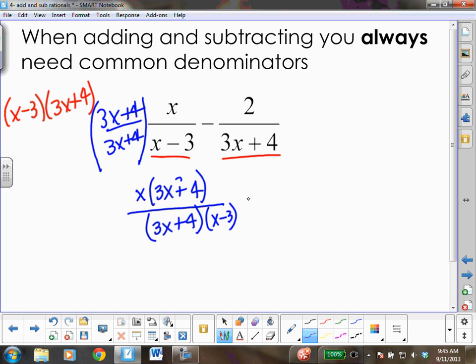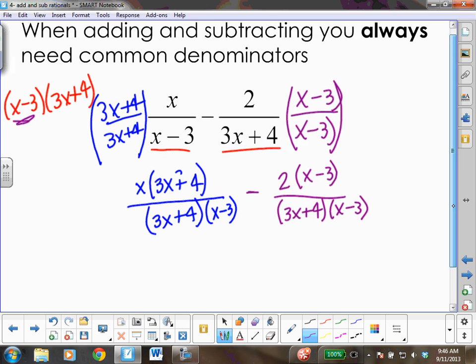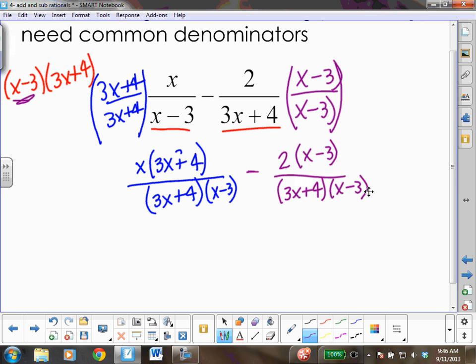Now the second fraction. This fraction needs the x minus 3 portion of the denominator. So I will multiply the numerator and denominator by x minus 3. So I have 2 times x minus 3. And then the denominator is 3x plus 4 multiplied by x minus 3. I am not going to distribute the denominator out. I'm going to leave it factored because it might be able to cancel later on.